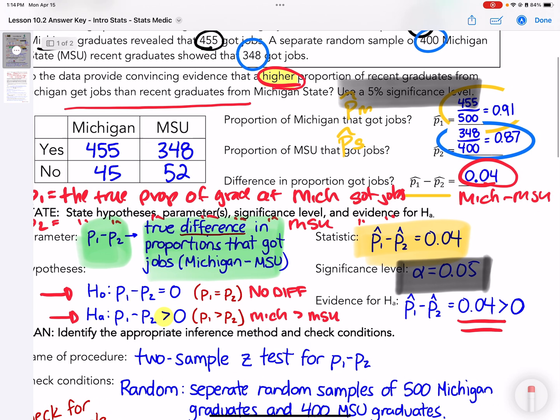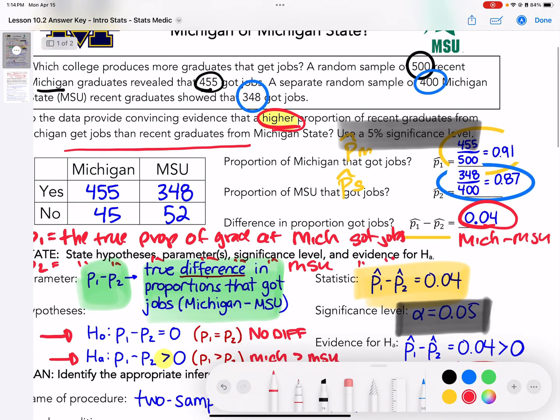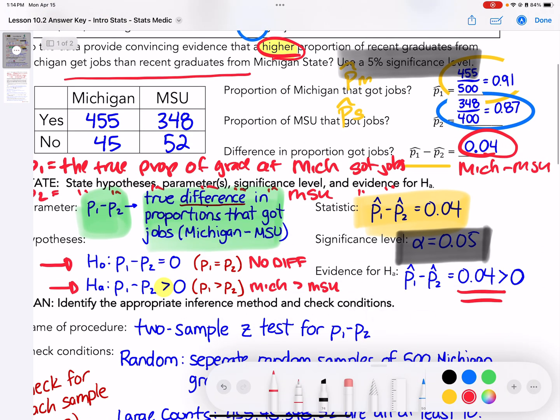So now we're going to go ahead and test our proportion here. And this is a two-sample z-test for proportion. You'll also see it called a two-prop z-test. That's what I like to call it. That's what your calculator calls it. So you'll see me calling it a two-prop z-test. Prop means proportion.